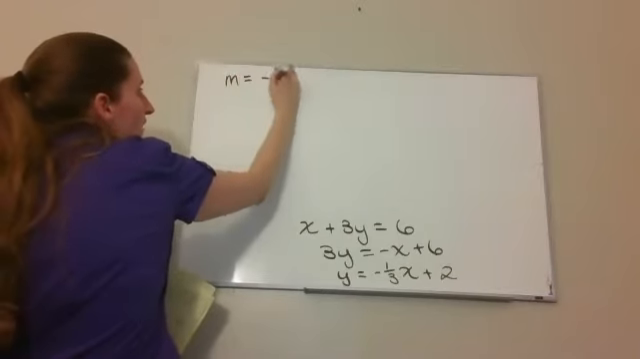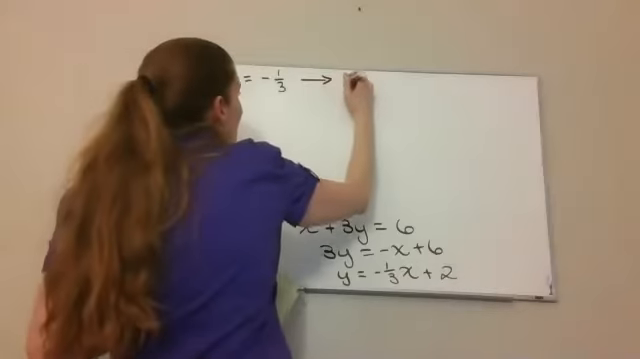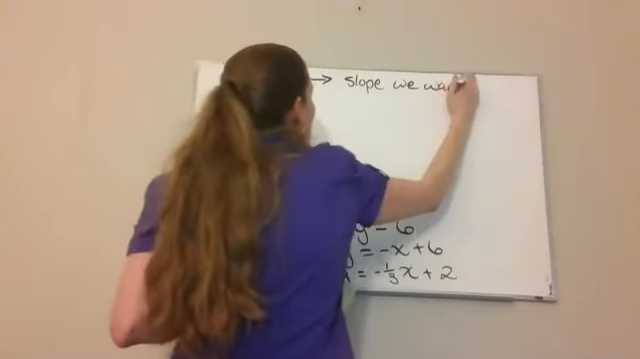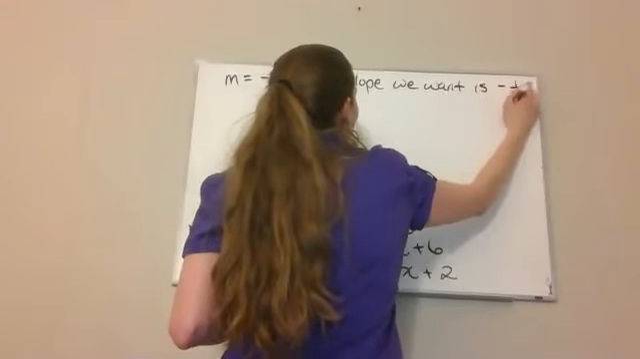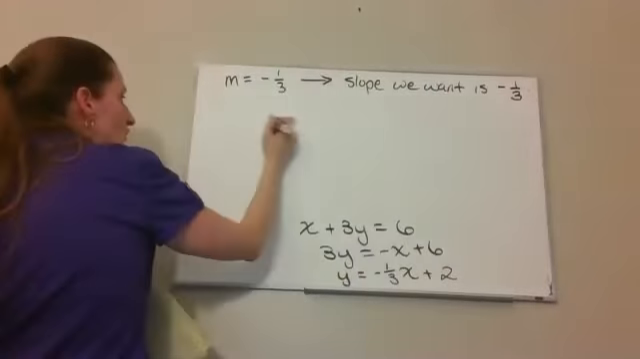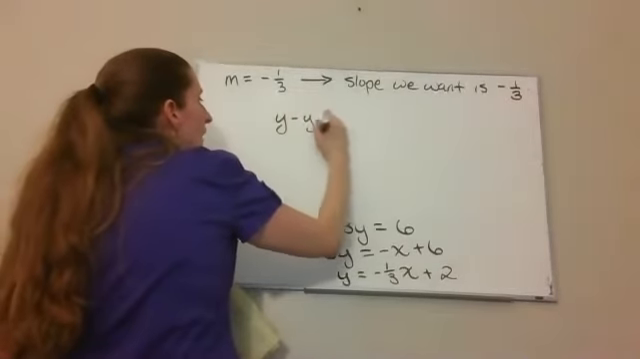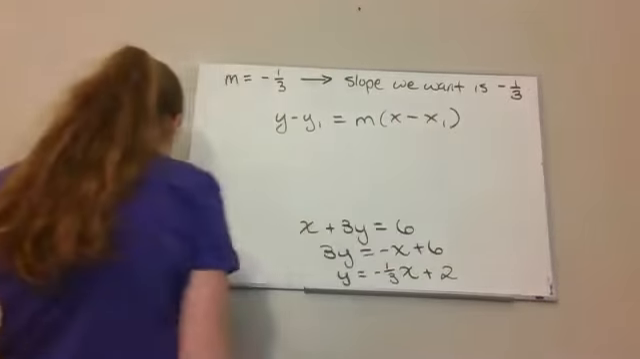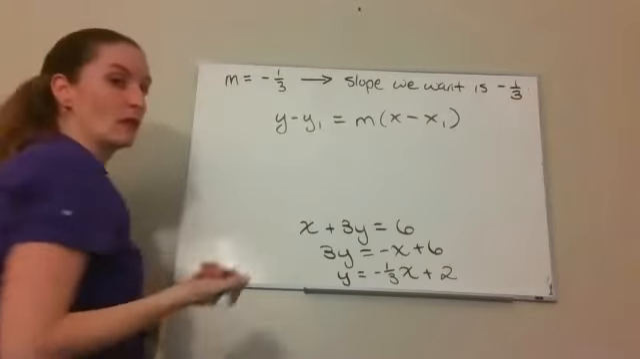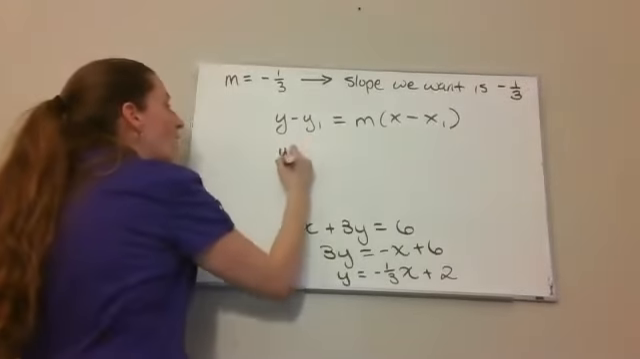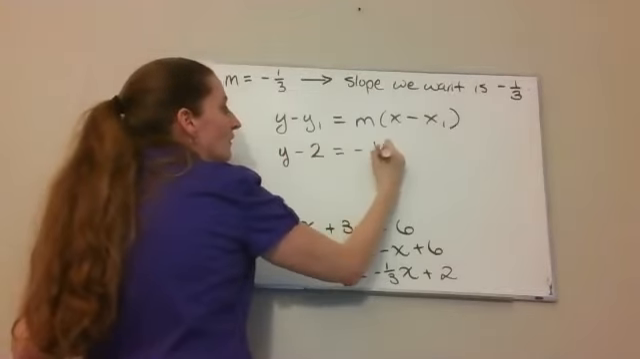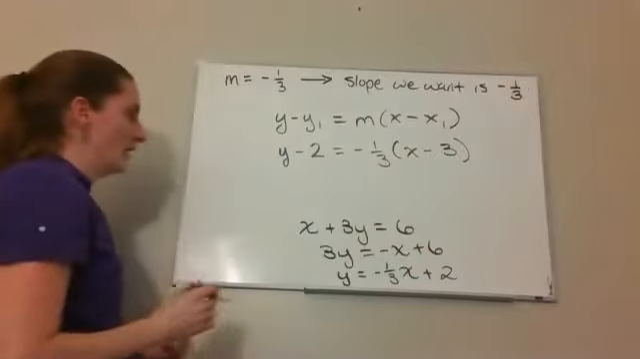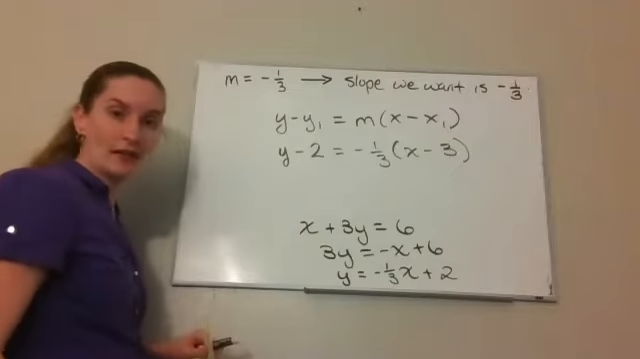So this m is negative 1/3, and that means that the slope we want is also negative 1/3. So now I'm going to use point-slope form: y minus y1 equals m times x minus x1. And now we're going to plug in our point. Our point was (3, 2). So I get y minus 2 equals my slope times x minus 3. That is the equation of the line I'm looking for.